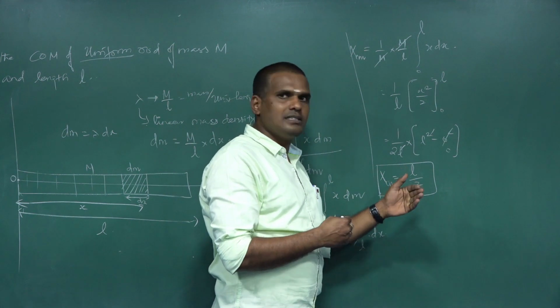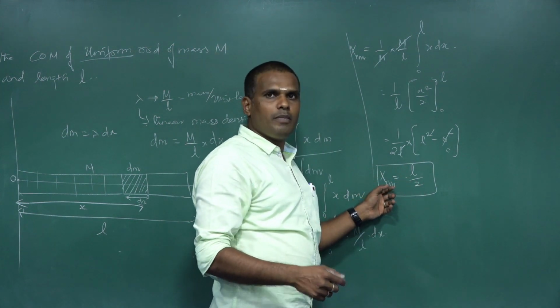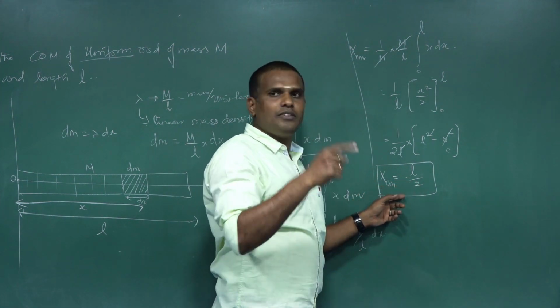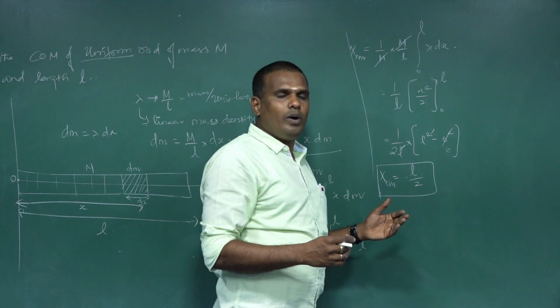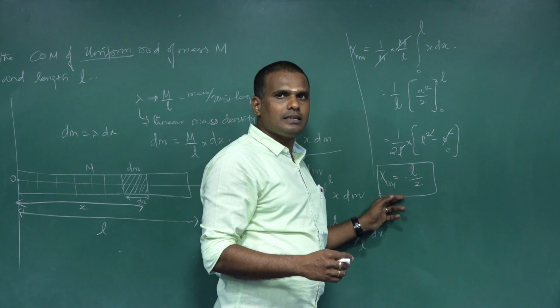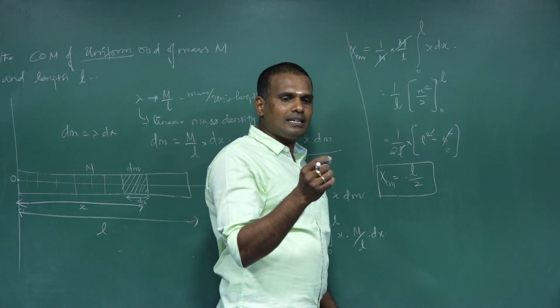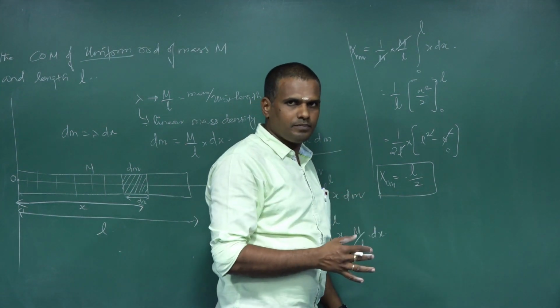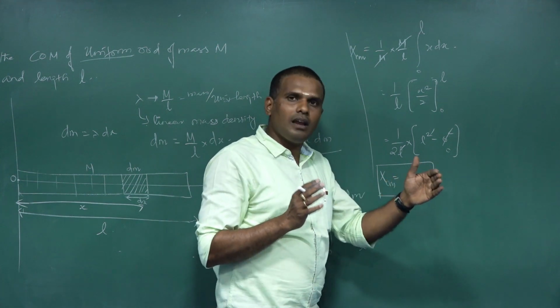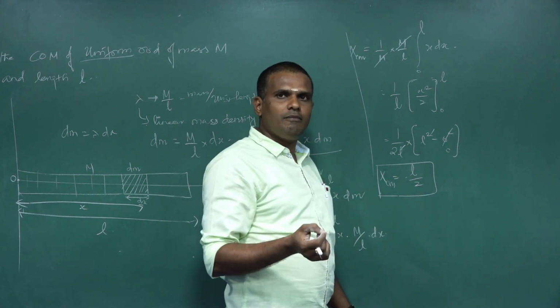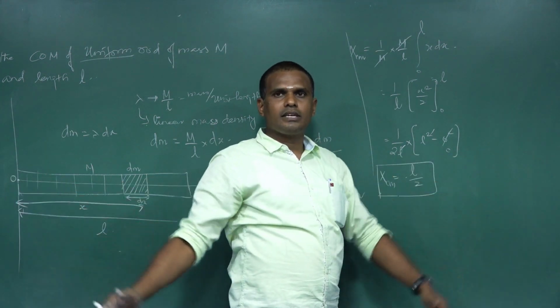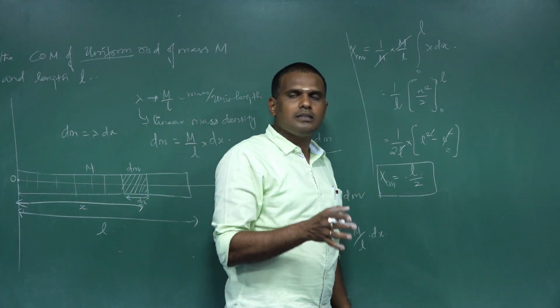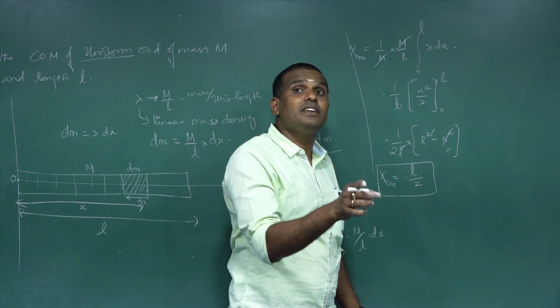If length L is 10 centimeter, the position of center of mass lies exactly at 5 centimeter. You are given a 30 centimeter scale, where the position of center of mass can be found exactly at 15 centimeter. For a 30 centimeter long scale, the position of center of mass lies exactly at 15 centimeter. For a 1 meter long scale, it lies exactly at 50 centimeter.